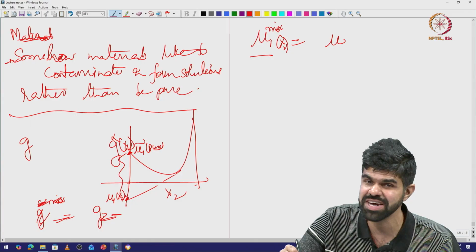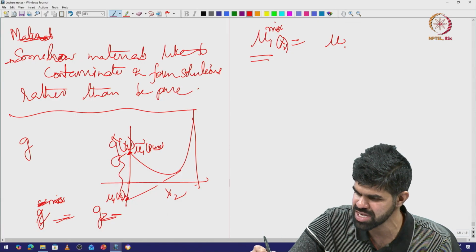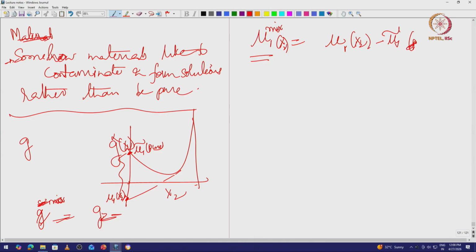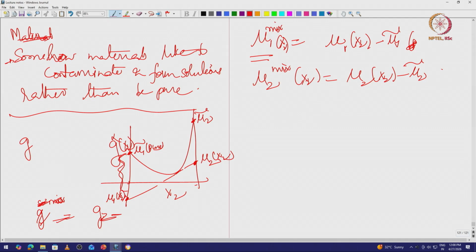So, I am just going to define that as mu 1 mix. Mu 1 mix is just mu 1 at x2 minus mu 1 of pure, right. So, mu 1 tilde, that is this quantity, that is mu 1 mix, right. Similarly, once I contaminate arsenic with bismuth, this is mu 2 of x2 and this is mu 2 pure, right. So, I can also define mu 2 mix is equal to mu 2 of x2 minus mu 2 tilde. Okay.